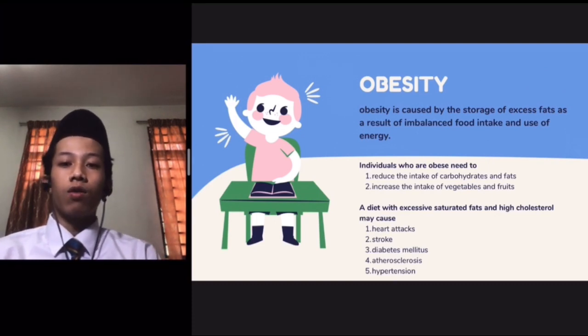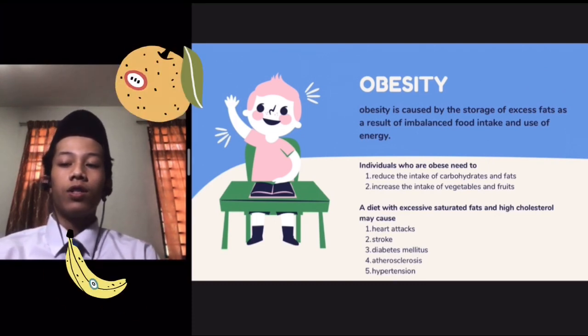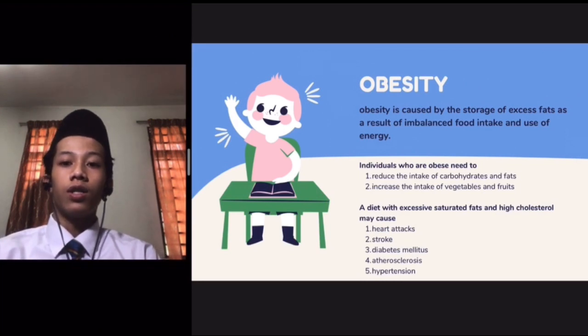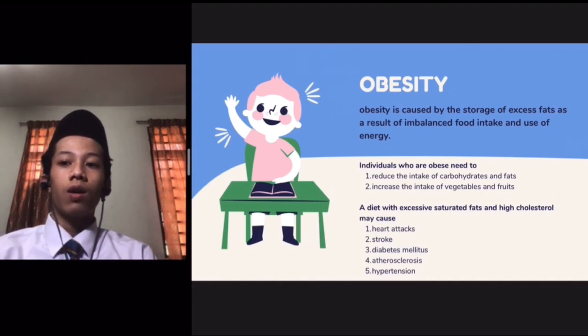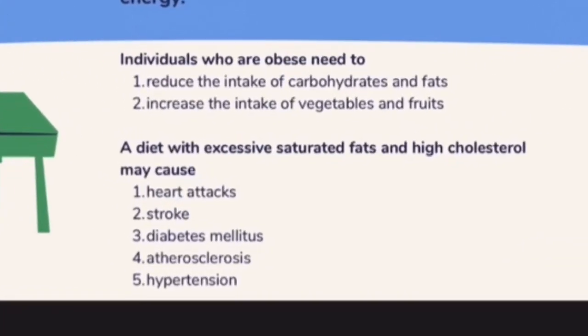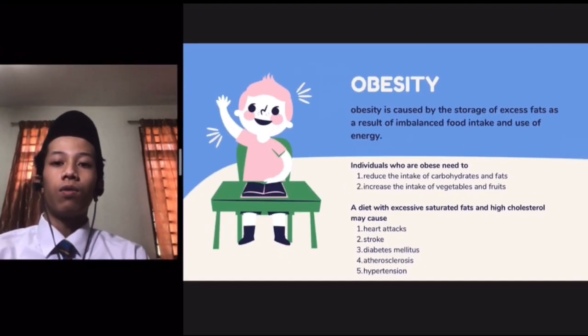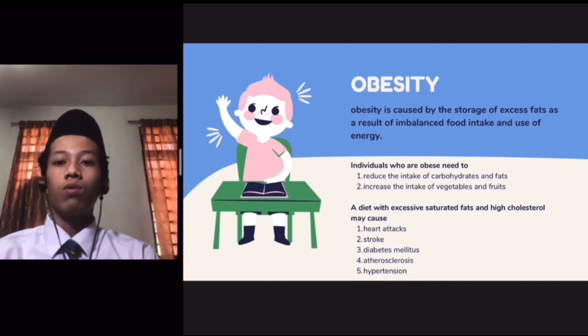For those who are obese, you need to increase the intake of vegetables and fruits as they contain essential nutrients that are good for maintaining good health. Next, a diet with excessive saturated fats and high cholesterol may cause heart attacks, stroke, and diabetes mellitus. Diabetes mellitus is when the body does not produce insulin. Insulin is a hormone that produces energy by absorbing glucose. If there is no insulin in your body, the amount of glucose or blood sugar in your body will be abnormally high.